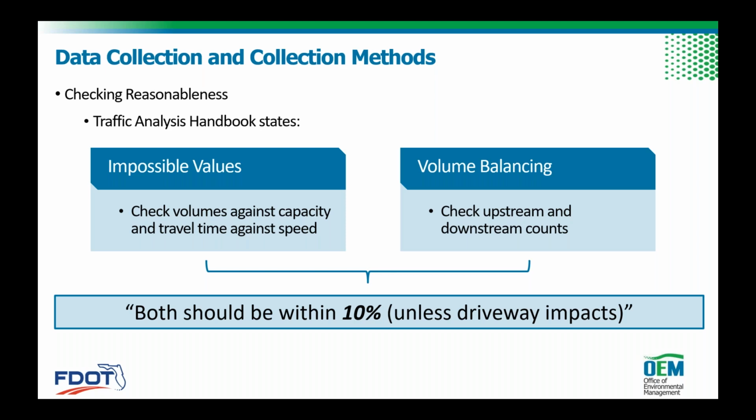Once again, if there are major driveways, major attractors in between there, the 10% reasonableness is not in play anymore. And that can just, once again, be documented in the report and say, we recognize the intersections have unbalanced volumes, and that's due to a large box store on the north side of the road, or whatever it may be.